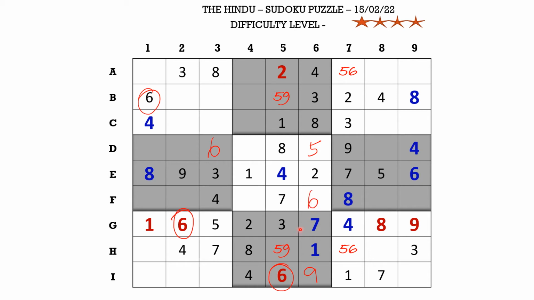So H5 now becomes 5 and B5 becomes 9. H7 takes 6 and A7 takes 5.